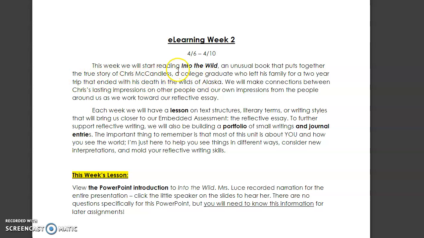So this week we are going to start reading Into the Wild. I'm going to be posting today the audio to it if you would like, and the PDF is already up. And that is the book that we talked about before about Chris McCandless, who went on this crazy 2-year journey and ends up dead in Alaska. We don't really know why.